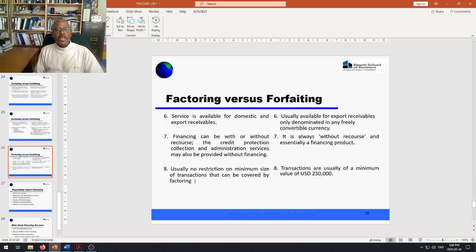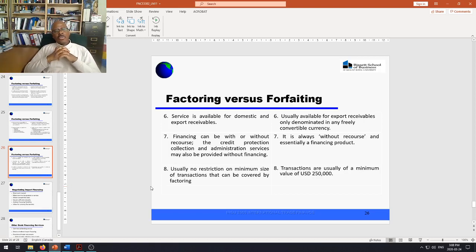And then factoring can be small transactions, medium-sized transactions and so on, whereas forfaiting tends to deal only with fairly large transactions. Anything under $250,000, usually the forfaiters are not interested. So that's the difference between factoring and forfaiting. Factoring is short-term financing, forfaiting is medium-term financing.